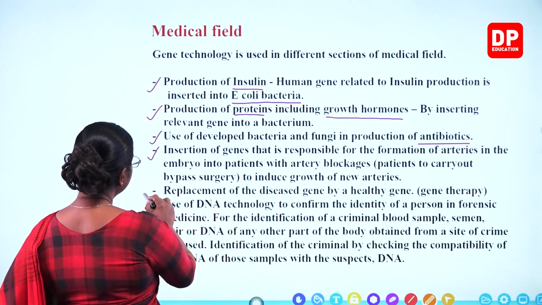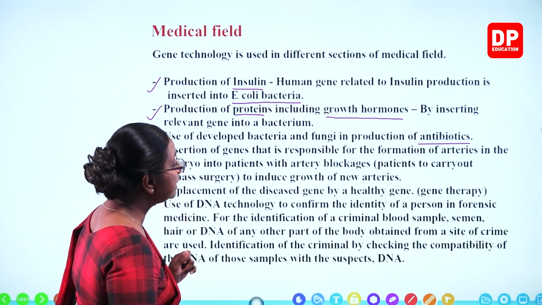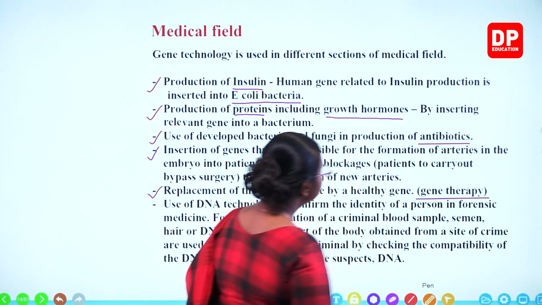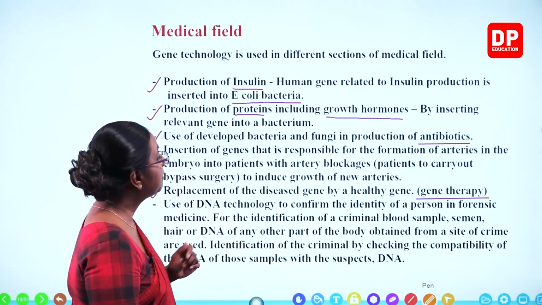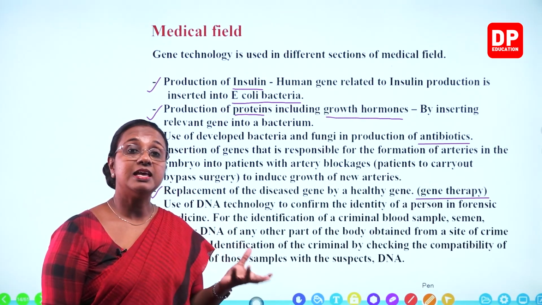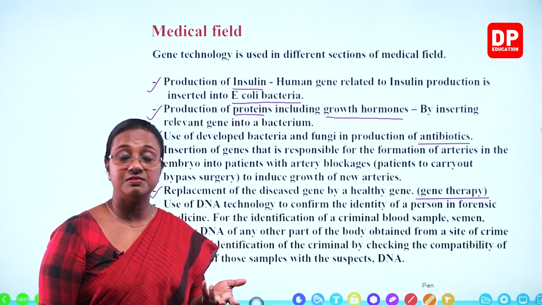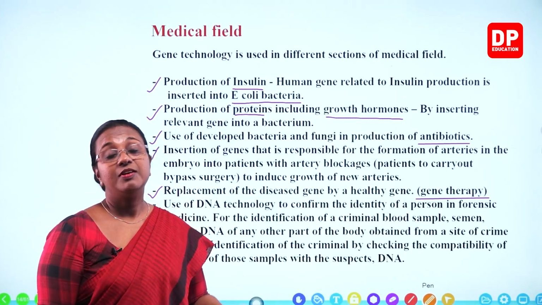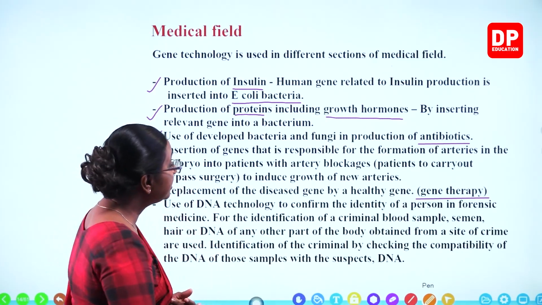Then we have the replacement of the diseased gene by a healthy gene. This method is of course known as gene therapy. Replacing a diseased gene by a healthy gene. Let's say thalassemia, a gene responsible for thalassemia, a recessive gene. If you identify that at the fetus level, in the embryo stage itself, you can replace it. Gene therapy.